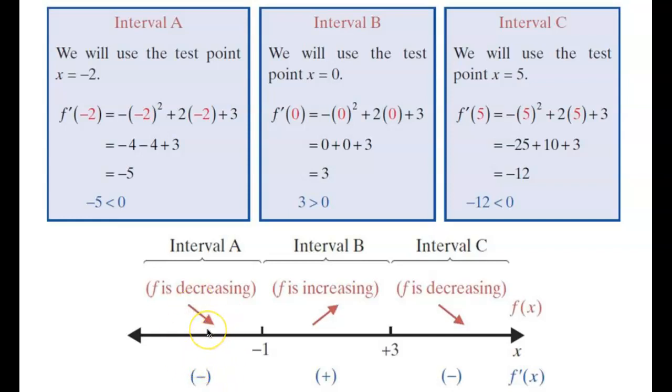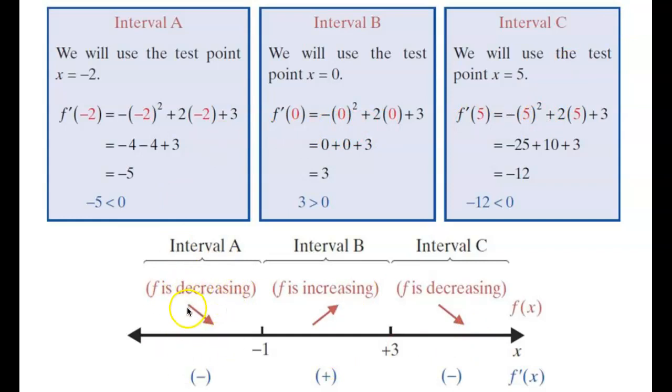For a number less than -1, they used -2. You could have used -100 if you wanted. For a number between -1 and 3, usually we use 0 when we can, because that's usually pretty easy to plug in, and it was here. And then a number greater than 3. You could use 1,000,000 if you want. They used 5.